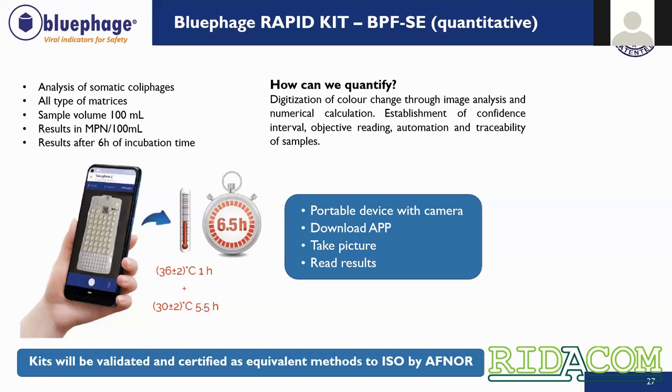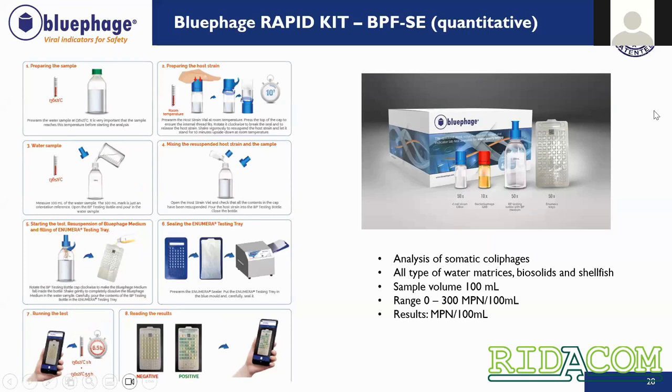So it's very easy. And as you can see here, this is what the quantitative rapid kit looks like. We have a plastic tray, very similar to IDEXX, but not the same. Different number of wells, different size of wells, different algorithm behind. Same concept, different type of tray. The bottle is the same as before, the positive control, and the same E. coli that we've seen before.